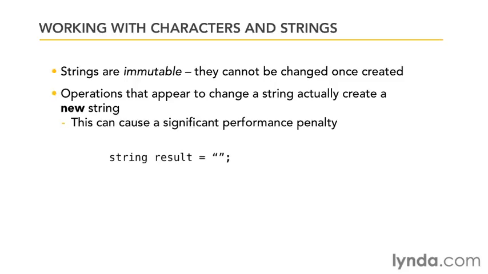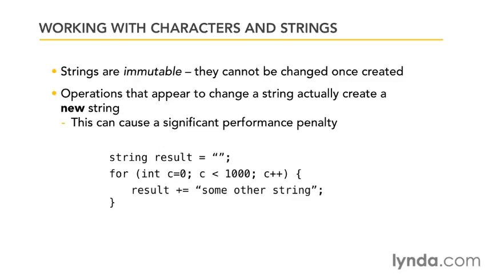So let's take an example. Suppose we had a string variable called result, and we initialize it to be an empty string. And then we have a loop that executes, say, 1,000 times. And then inside that loop, we're saying result plus equals, some strings, some kind of thing that we calculated.